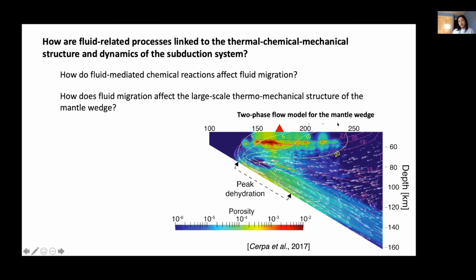So we have a model here for the mantle wedge where it incorporates mantle flow, as this is a steady state mantle flow that is not affected by the fluid migration that is indicated by this color. Similarly, no melting is included in this one, and therefore no reactive transport.